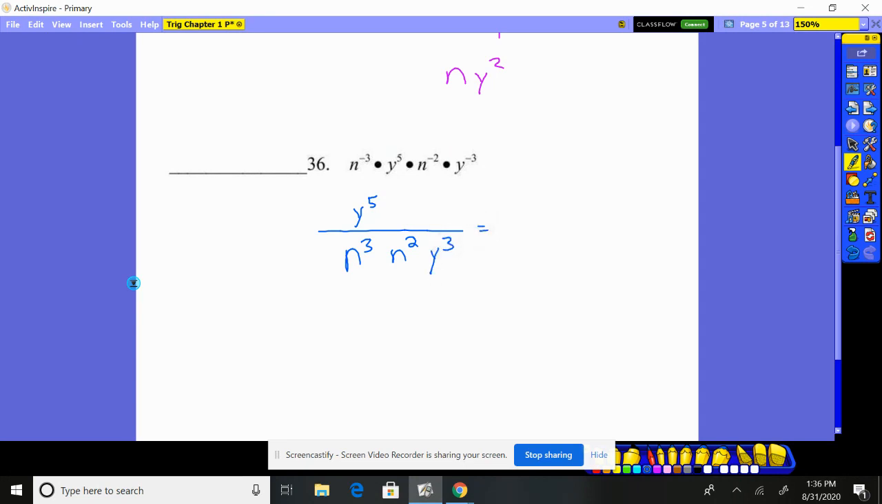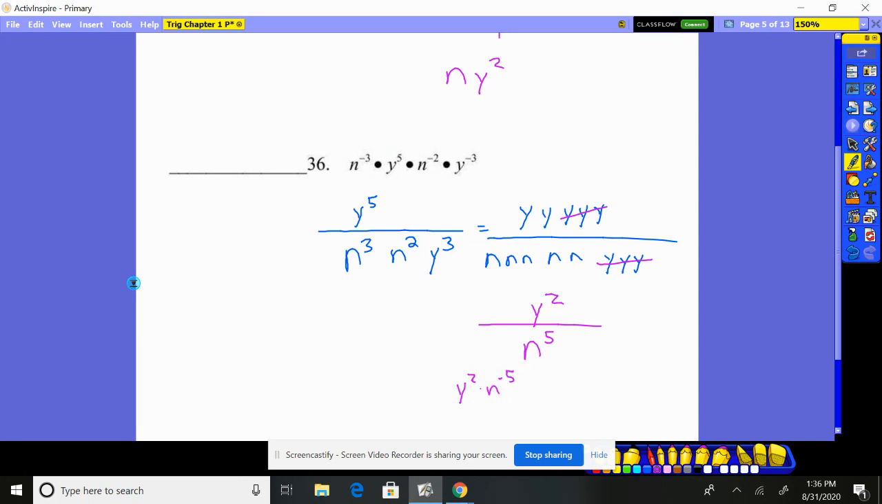Now, if I write this out, I know that's a y up top, and down below, n, y. And I can see those 3 are going to cross out with those 3. That's it. So up top, I have a y squared, and in the bottom, I have an n to the 5th. Now, that is how I write my answer, and that's great. Some might say, go ahead and rewrite it as y squared times n to the negative 5th. They're the same thing. There's no difference. Personally, that looks cleaner to me, and I like that better.